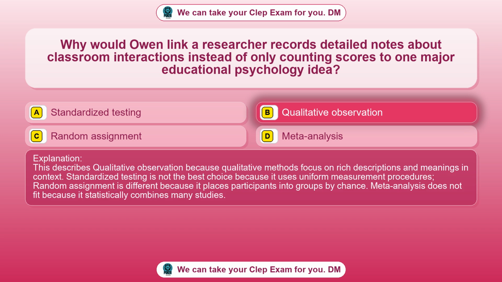This describes qualitative observation because qualitative methods focus on rich descriptions and meanings in context. Standardized testing is not the best choice because it uses uniform measurement procedures. Random assignment is different because it places participants into groups by chance. Meta-analysis does not fit because it statistically combines many studies.